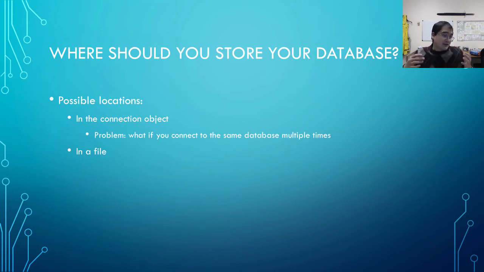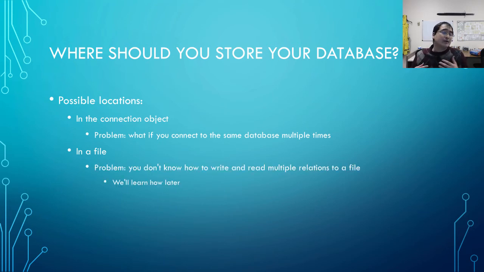Is in a file. I mean, that is what SQLite does. However, in a file is a little bit tricky, especially for project 2, because you don't know how to read and write multiple relations to a file. I mean, if it was just one relation, you could just store it as a CSV file or an XML or JSON. But for right now, we're not going to be bothering with actually storing the content from the database in a file.